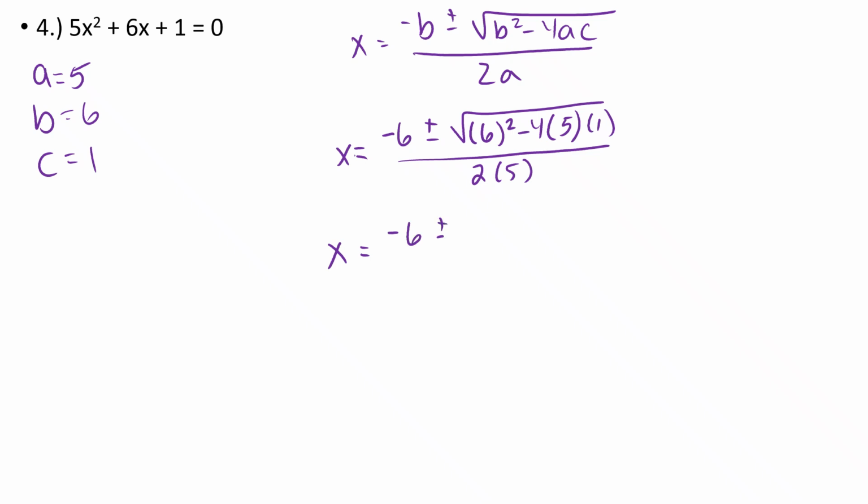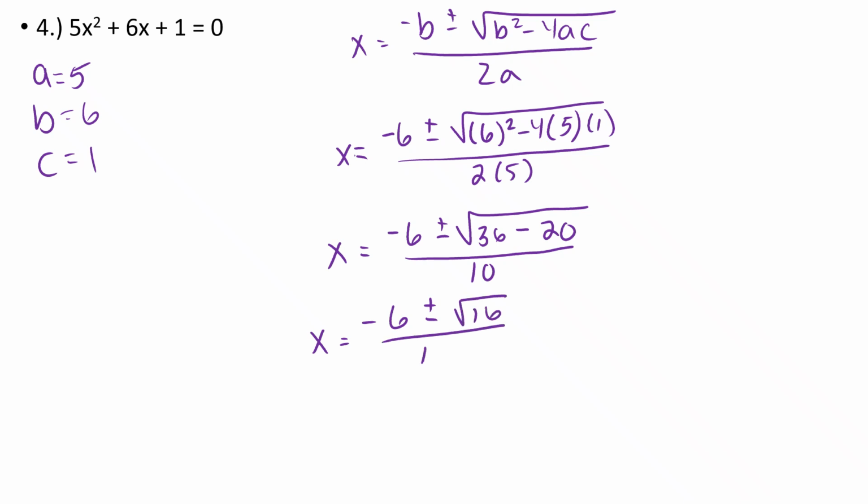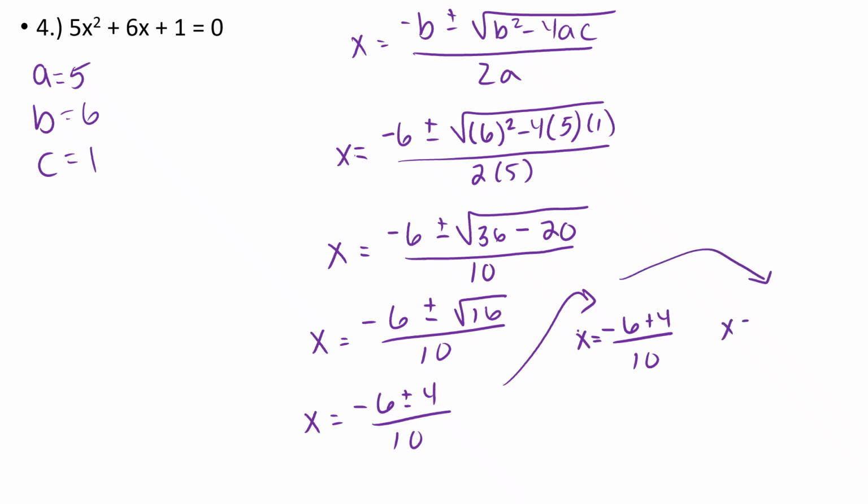Okay. Underneath that square root, we've got 6 squared, which is 36, minus 4 times 5 times 1, which is 20, all over 2 times 5, which is 10. -6, now 36 minus 20 is 16. And the square root of 16 is 4. And now we've got to split it up. We can keep going. So we have x is equal to -6 plus 4 over 10, or x is equal to -6 minus 4 over 10.